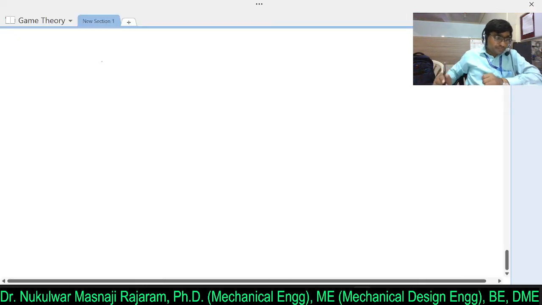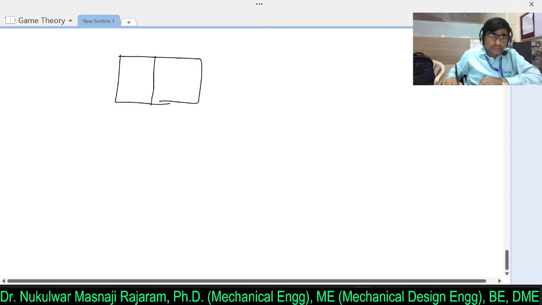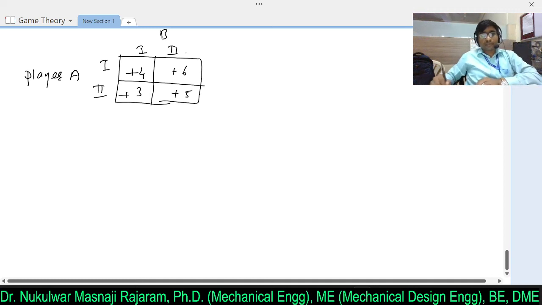Clear? Now I will consider one example. From that also we will get to know how we can write the matrix. Clear? So here I can say plus 4, plus 6, plus 3 and plus 5. Now here I will write player A strategy 1, strategy 2. Here I will write player B strategy 1 and strategy 2. Now this is the most important discussion I want to do over here.